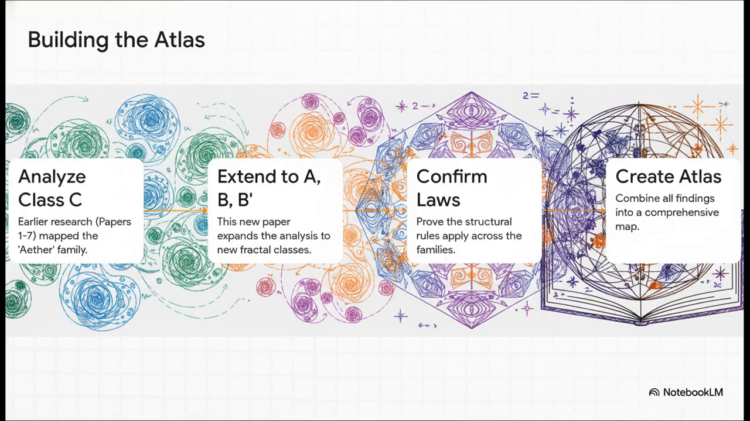Now, a discovery like this doesn't just happen overnight. It was built on years of work. You see, researchers had already mapped out the rules for one family, Class C. This new paper was the crucial next step. They extended that analysis to all the other families, Classes A, B, and B'. And when they confirmed that the universal laws held true for all of them, they could finally combine everything into a single, comprehensive guide, which they call a complete Borel atlas.